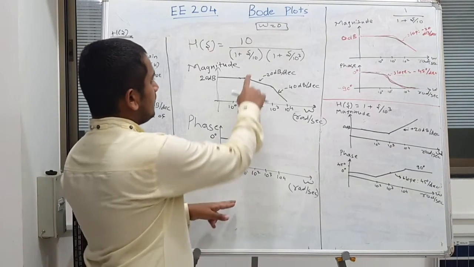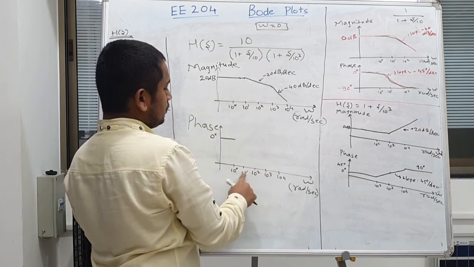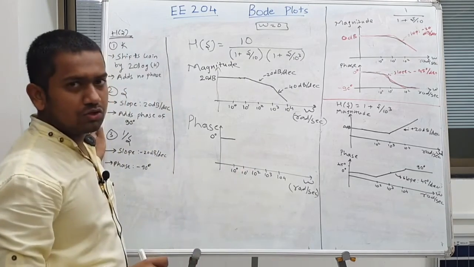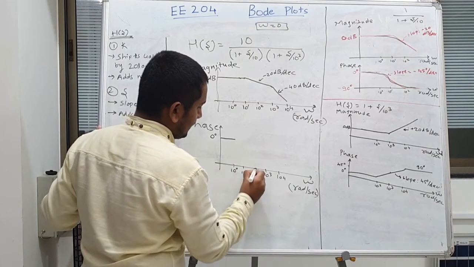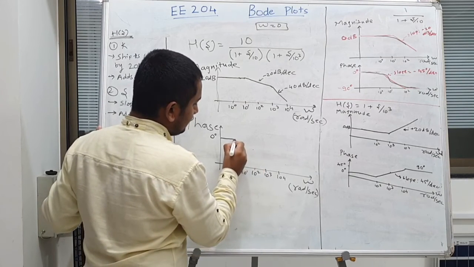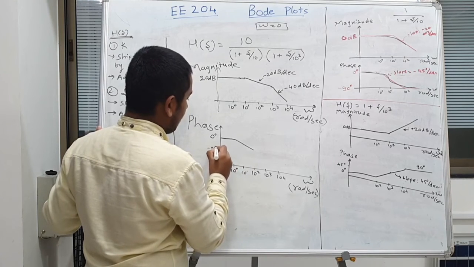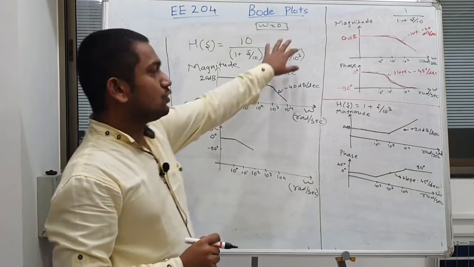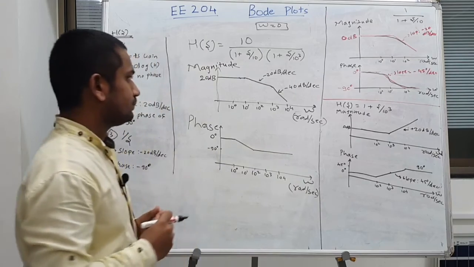Now, from the frequency that is 10 to the power 0 to 10 to the power 2, it will start degrading with a constant slope of minus 45 degree per decade. So, in 2 decades, it will change by 90 degree. If there is no other pole, it would have stayed at minus 90 degree.